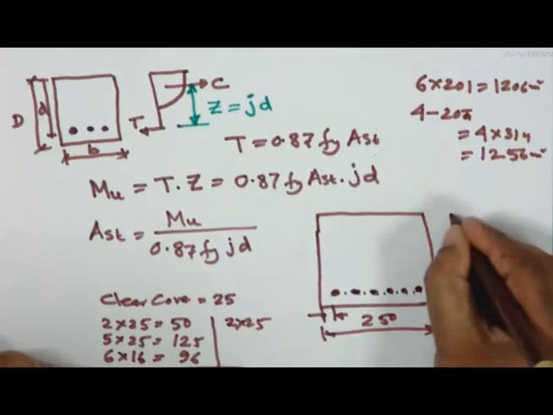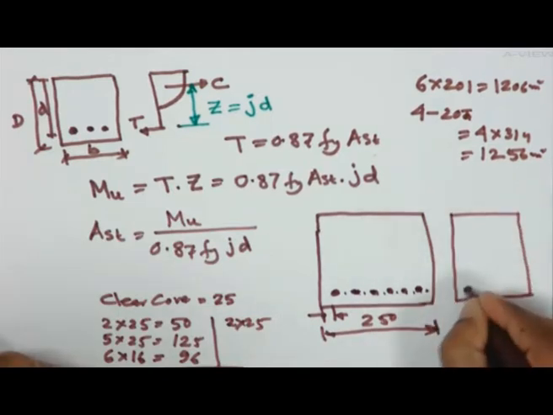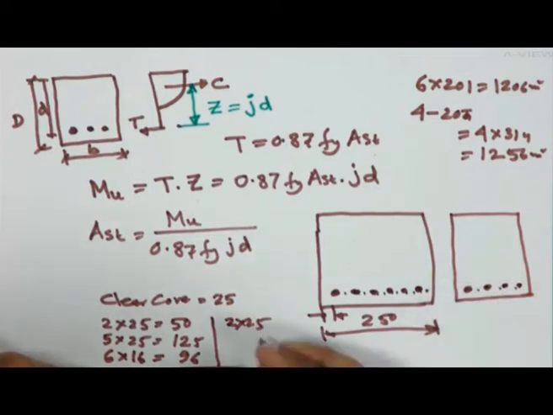The gaps will be 1, 2, 3. So 3 gaps, 3 into 25, and 4 into 20. So here I am getting 50, here I am getting 75, here I am getting 80. So the total is 205, which is less than 250.